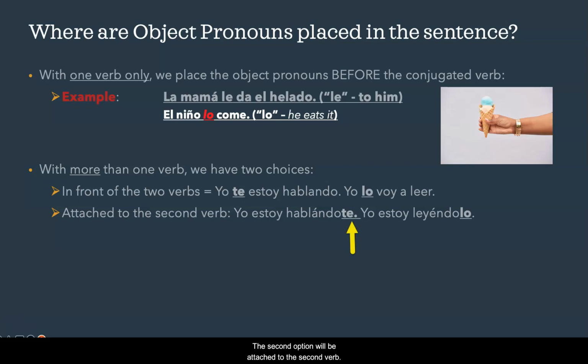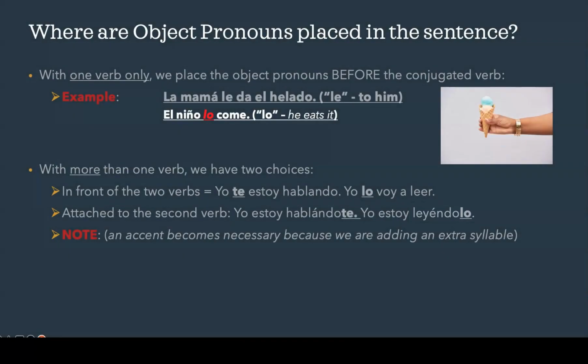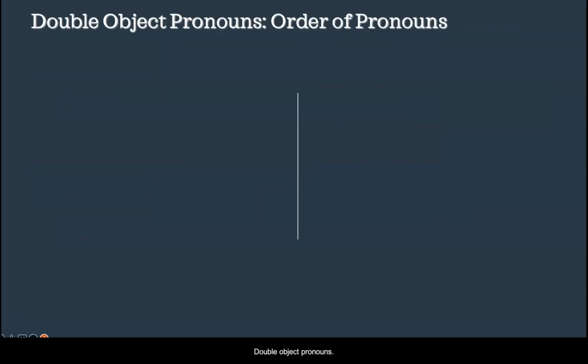The second option is to attach it to the second verb. Example: yo estoy hablándote. I'm talking to you. Yo estoy leyéndolo. I am reading it. In this case, I have attached the pronoun to the second verb. Note that an accent becomes necessary on the second verb because you are adding an extra syllable. Double object pronouns. Order of pronouns.